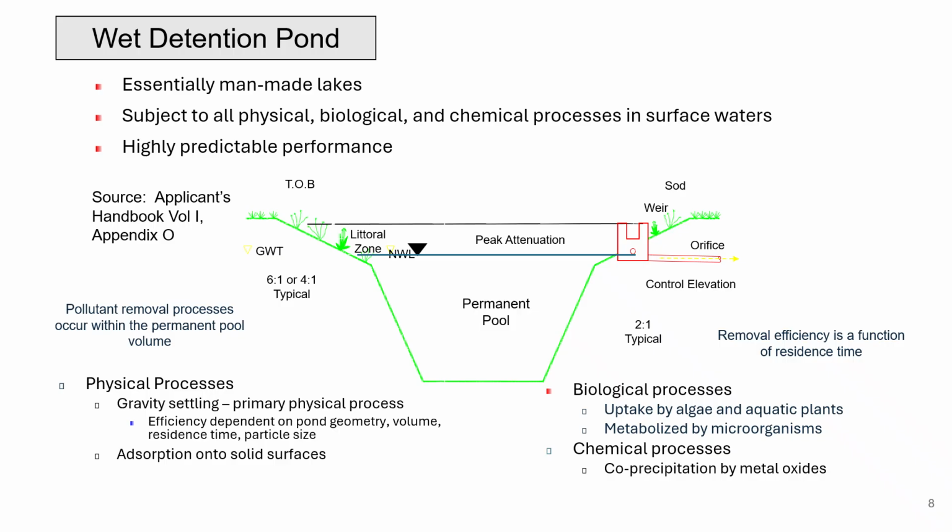The diagram illustrates other important design elements, such as the normal water level, or NWL, and the top of bank, TOB. You'll also note the littoral zone, typically designed with gentle slopes like 6:1 or 4:1, which is a shallow area crucial for supporting aquatic vegetation that contributes to biological treatment. Features like the weir and orifice control the outflow, and the water's control elevation, managing the water level and residence time within the pond. This diagram, as you can see, comes from the applicant's handbook and helps us understand these important design considerations for these effective systems.